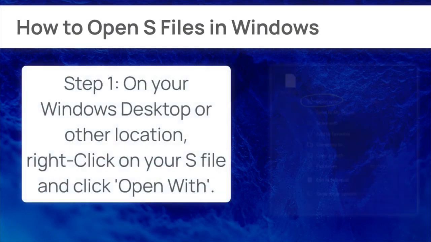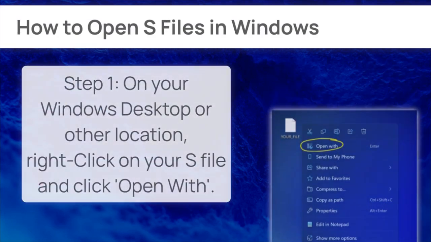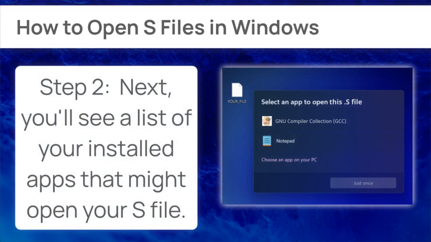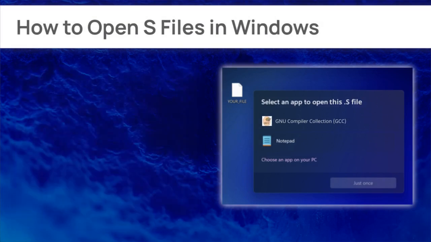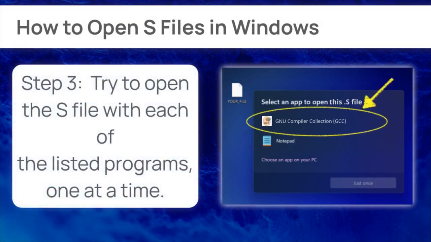To start the process, right-click your S file and select Open With. If you have GNU Compiler Collection, GCC, installed, test that first. If not, try another option. You need to systematically check compatibility.